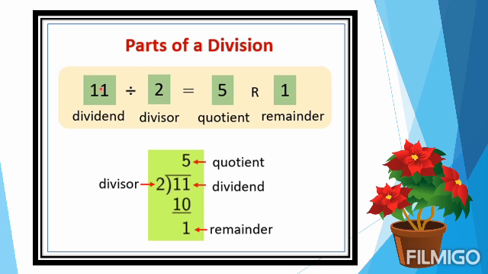So 11, class, is the dividend. The 2 is the divisor, the 5 is the quotient, and the 1 is the remainder. For the short division method, class, the symbol or sign is this one. And the second one, class, is the long division method. For the long division method, class, the symbol or the division sign is here, this one. And the number inside, which is the 11, is the dividend. And the number outside, which is the 2, is the divisor. And the number here on top is the 5, which is the quotient. And the number here, 1, is the remainder.